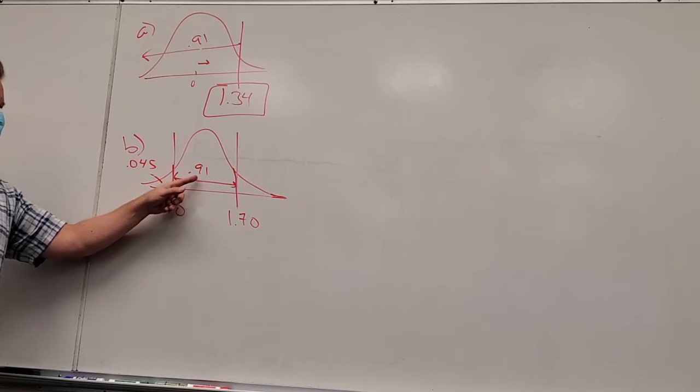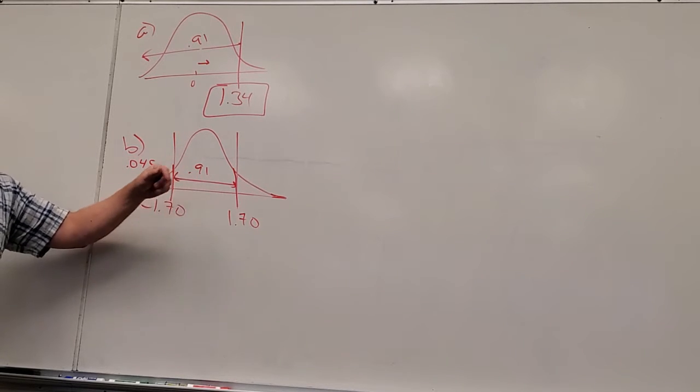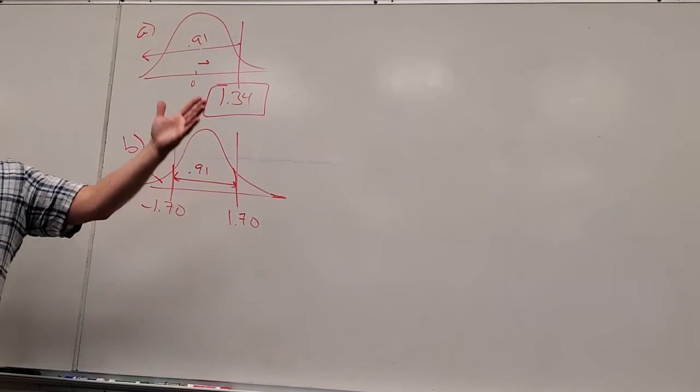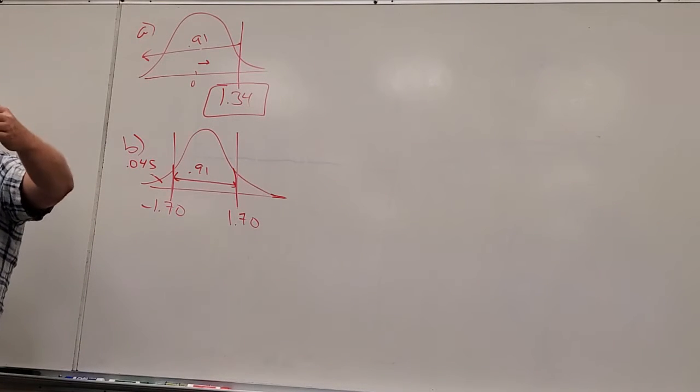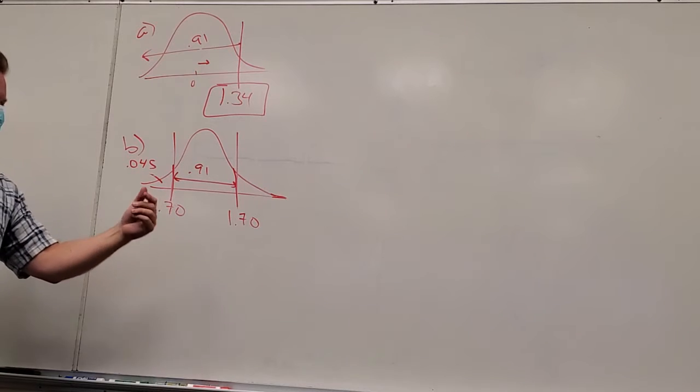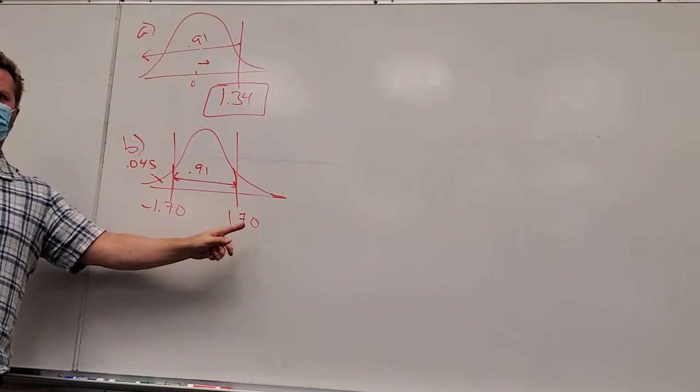95.5%, you're right. I was right the first time. So if I look up 0.955, I could find this. Do I have to do that for the other side? No, it's symmetric, it's beautiful. Symmetric around zero, so if I know one side, I automatically know the other side.